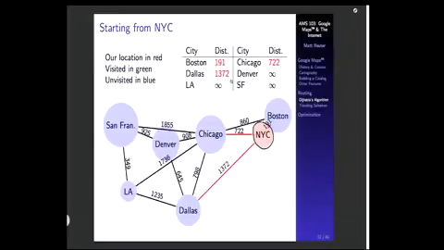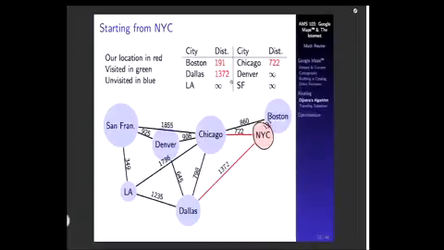So how many outgoing links are there from Dallas? There's 4. At least I count 4. Okay. Do we care about the ones going back to New York City or Chicago? No. We've already been to those cities. So there's 2 of interest. We've got one up to Denver and one over to LA.